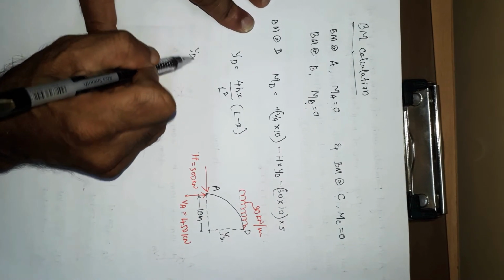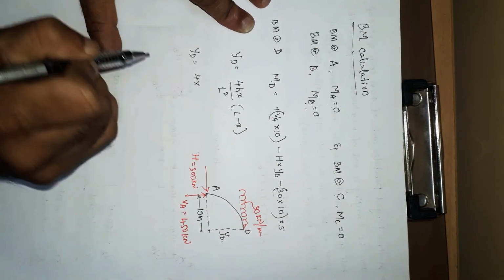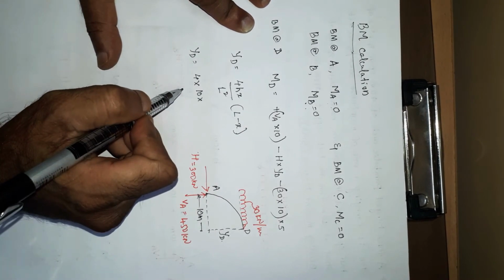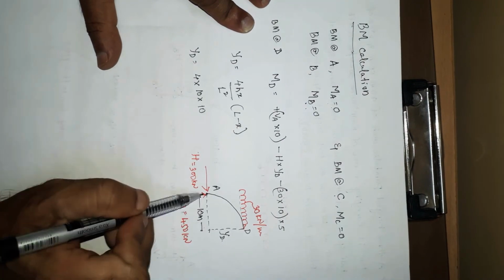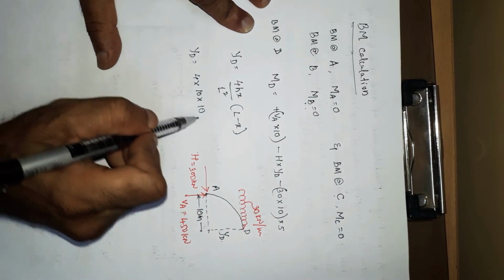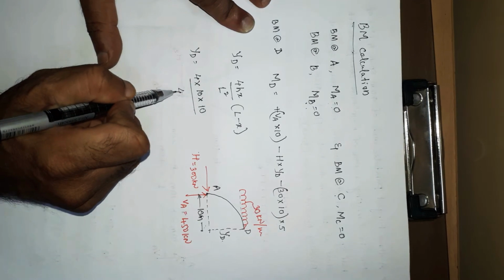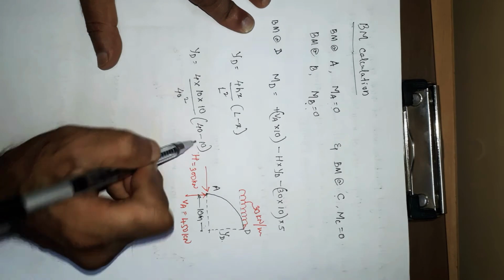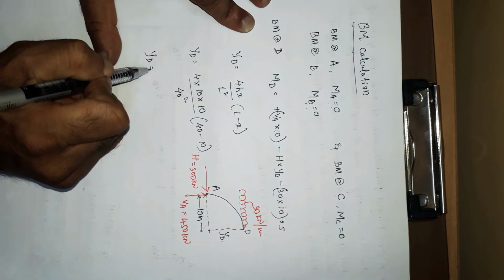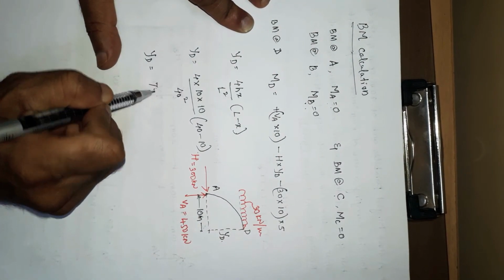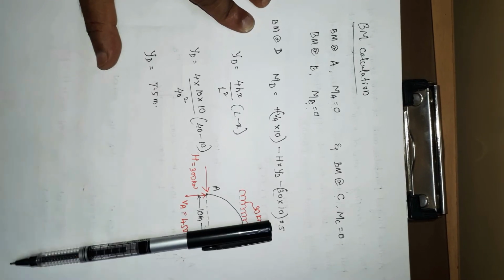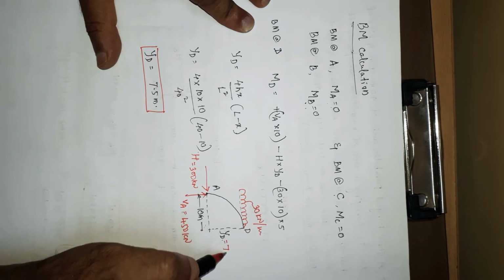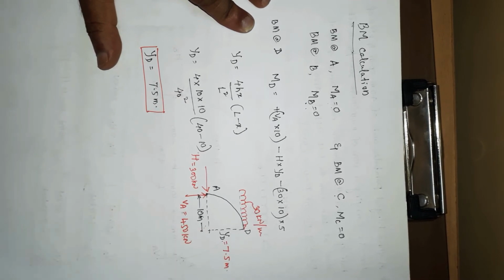Therefore YD is equal to 4H, where H is 10 meter and X is 10 meter. This is X, 10 meter. Then divided by total span 40 square, that is L, into (40 minus 10). So from this equation we get YD equal to 7.5 meter. So the vertical ordinate YD is equal to 7.5 meter.